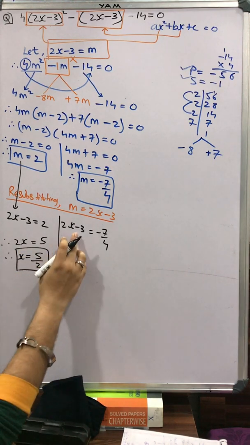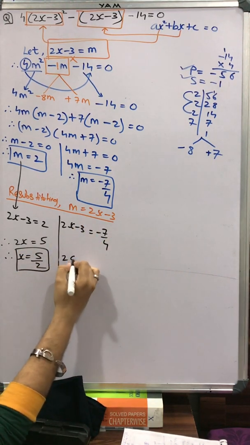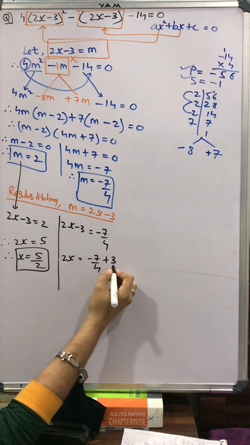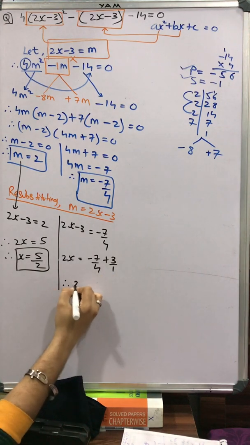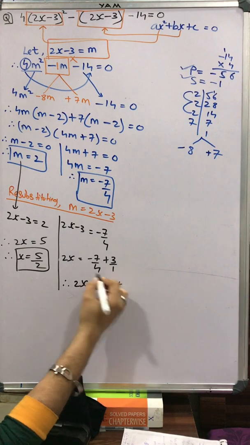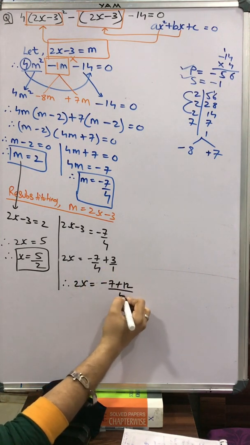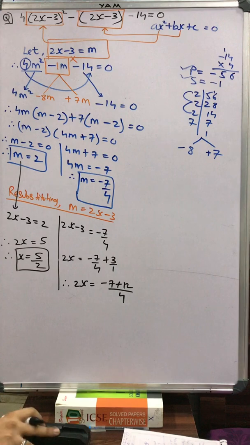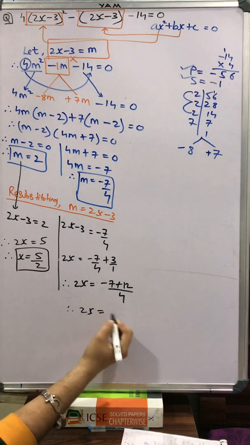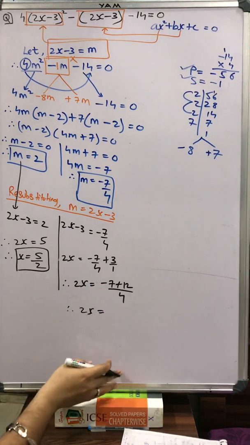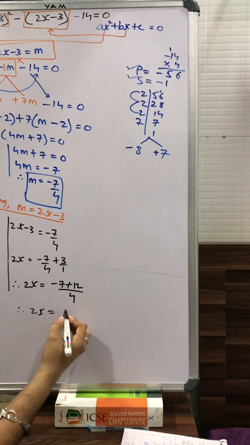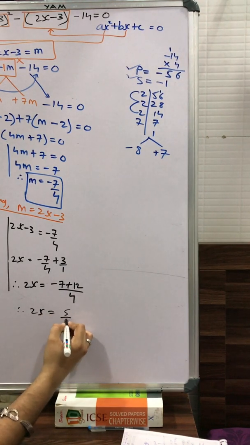Highlight it. Similarly -3 comes here, so becomes +3. So 2x is equal to -7 upon 4 plus 3. Here I have nothing, that means here I have 1. Therefore 2x is equal to -7 into 1 is -7 plus 4 3s are 12 upon 4. Next, therefore this will be 2x is equal to -7 plus 12 upon 4. Students, -7 plus 12 will be how much? It will be +5 upon 4.